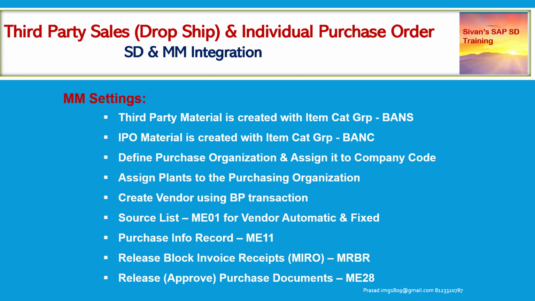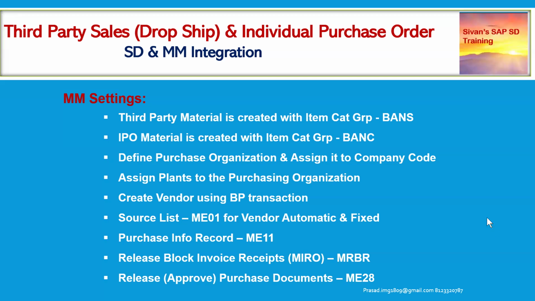And the purchase info record, we need to maintain the purchase info record. The way on the SD side we maintain the customer material information record, in a similar way we will be maintaining the purchase info record. So the source list details and the purchase info record, everything can be seen in the sales order level itself at the line item schedule line category. That also I will show you.